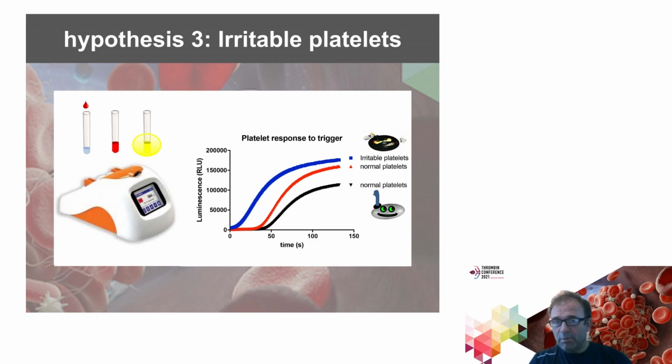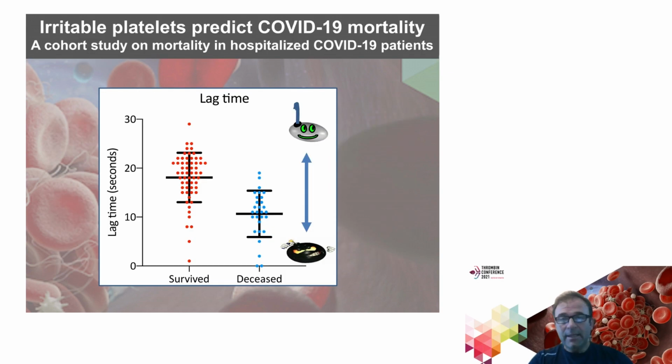Well, in the graph on the right, you see in the blue that the curve is already coming up after a few seconds. And that means that the platelets react quicker on the trigger than normal platelets, like the red and the black one. And we can determine the irritability of the platelets by the lag time, so the time that it takes for platelets to start activating. Well, we did that in a cohort study of COVID-19 patients in Indonesia.